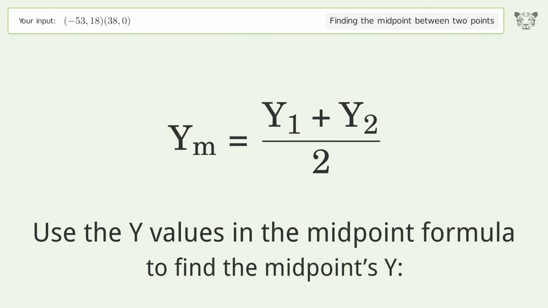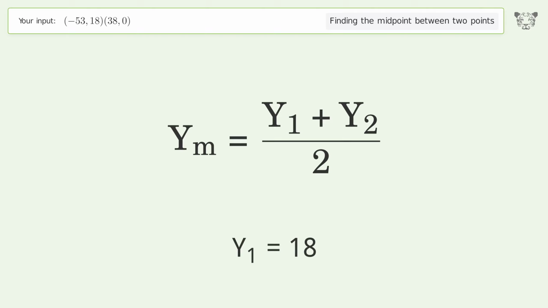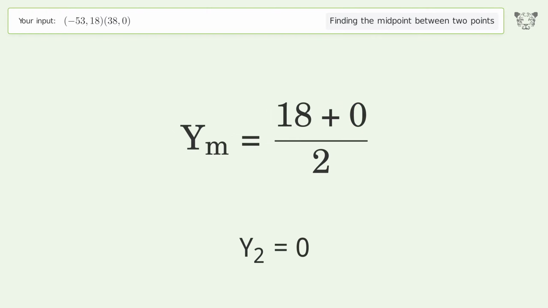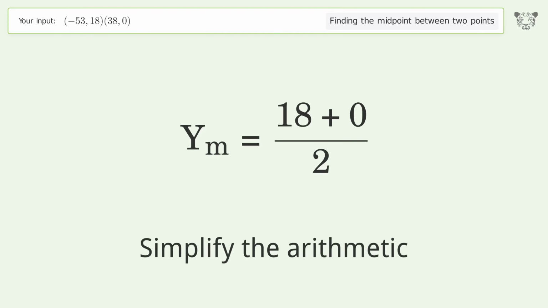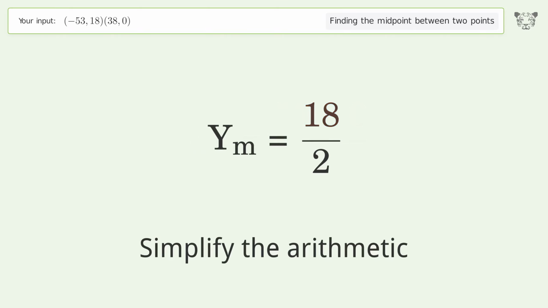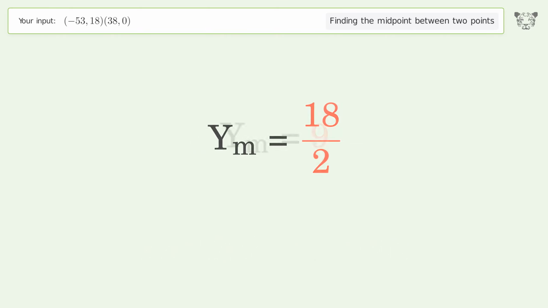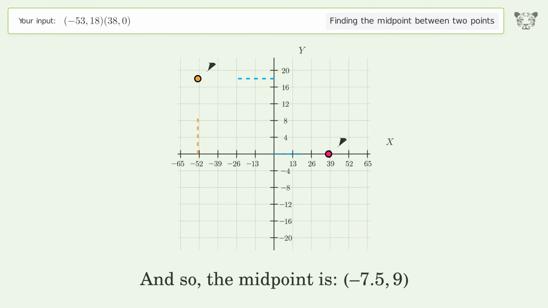Use the y values in the midpoint formula to find the midpoint's y. y1 equals 18. y2 equals 0. Simplify the arithmetic. And so, the midpoint is negative 7.59.